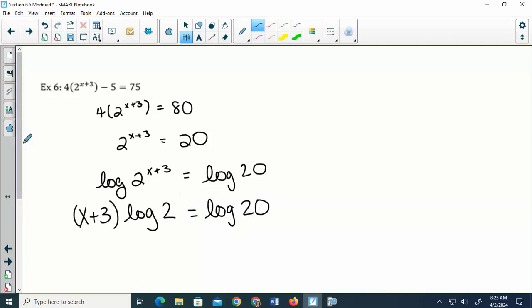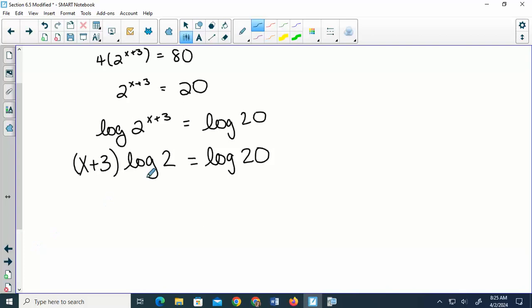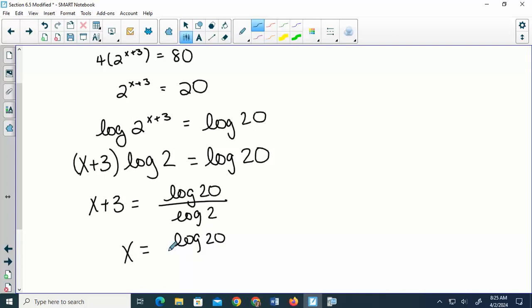There's 2 possible options where to go from here. You can either distribute the log 2 or divide the log 2. What'd you guys do? Divide. So you have log of 20 divided by log of 2. So then what would we have to do? Subtract 3. Log 20 divided by log 2 with a minus 3 on the end. And that gives us 1.3219.